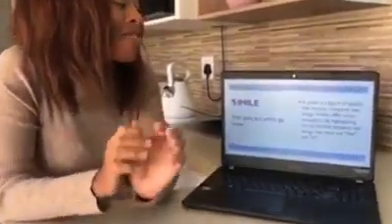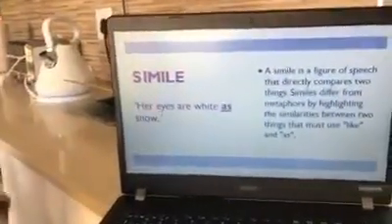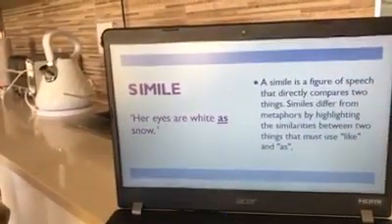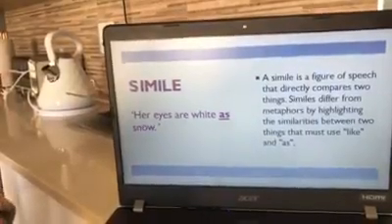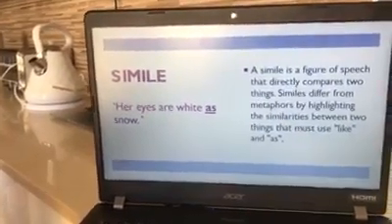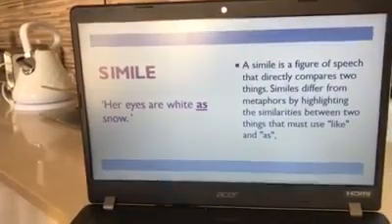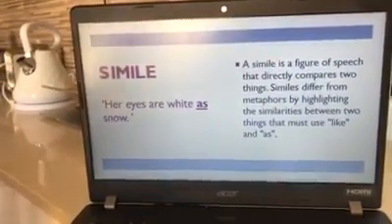A simile is a figure of speech that directly compares two things. So here we are dealing with comparison. Similes differ from metaphors by highlighting the similarities between two things, and they must use like or as. Now, I want to stress the importance of like and as, because that is how you would identify a simile.